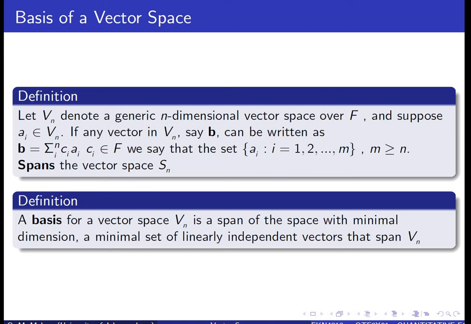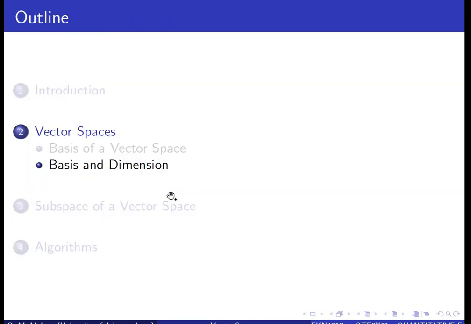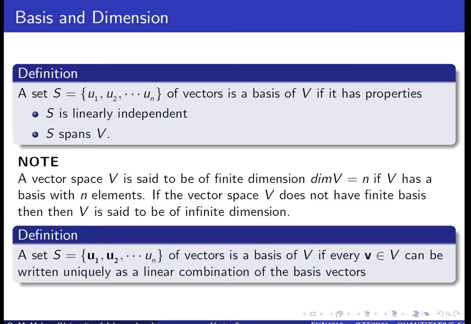A basis of a vector space Vn is a span of the space with minimal dimension, that is, a minimal set of linearly independent vectors that span Vn. These concepts will be clear as we do examples.